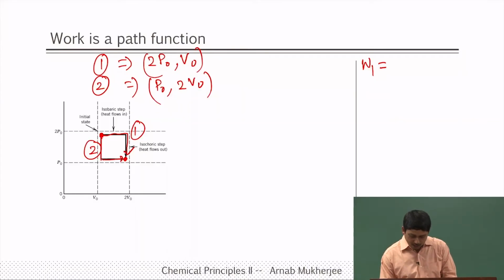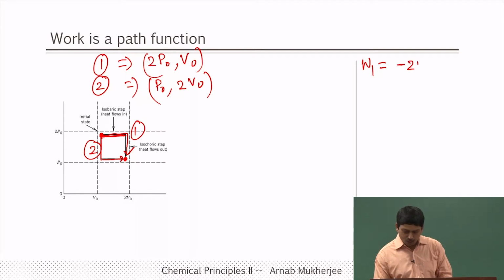Now, let us see for route number 1. It goes from 2P0, because pressure is remaining constant, but volume changes from V0 to 2V0, right. So what is the work done in the first step, can you tell me? P external is 2P0, so the work is minus 2P0 into (2V0 minus V0), right.